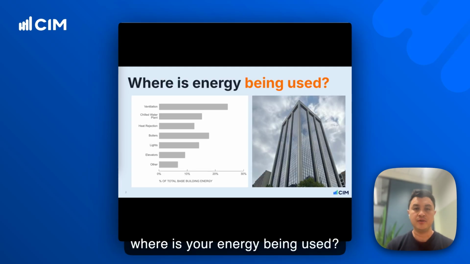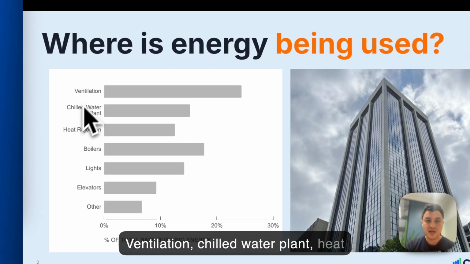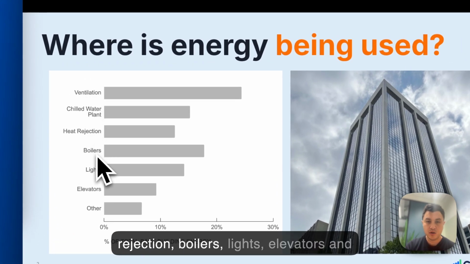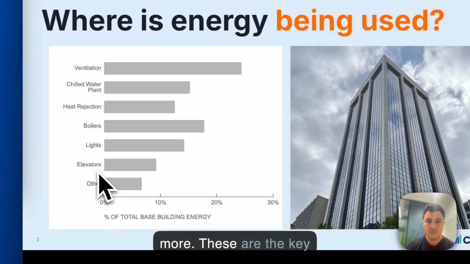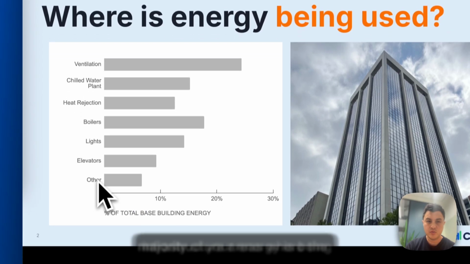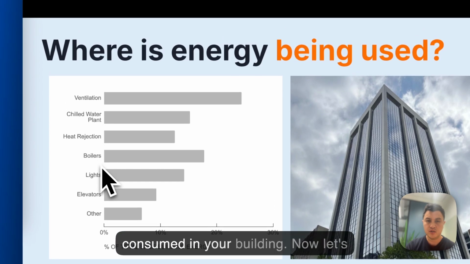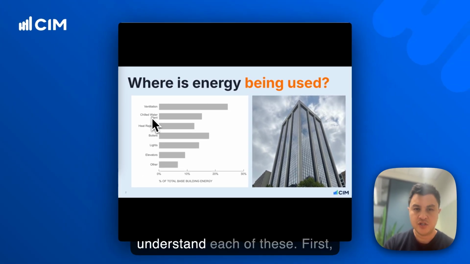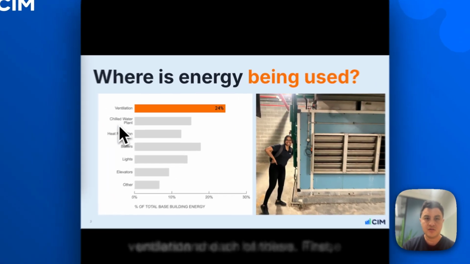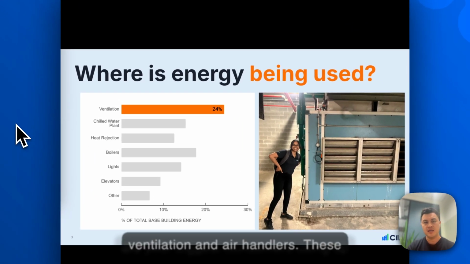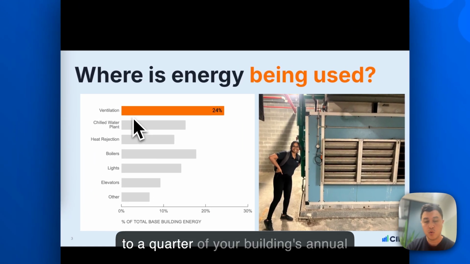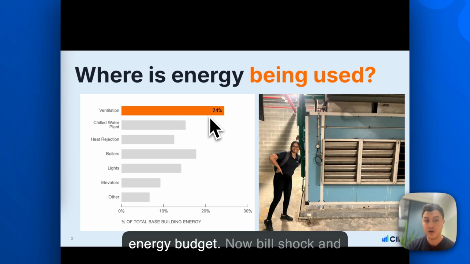So where is your energy being used? Ventilation, chill water plant, heat rejection, boilers, lights, elevators, and more. These are the key infrastructure areas where the majority of your energy is being consumed in your building. Now let's understand each of these. First, ventilation and air handlers. These are your biggest consumers, using up to a quarter of your building's annual energy budget.